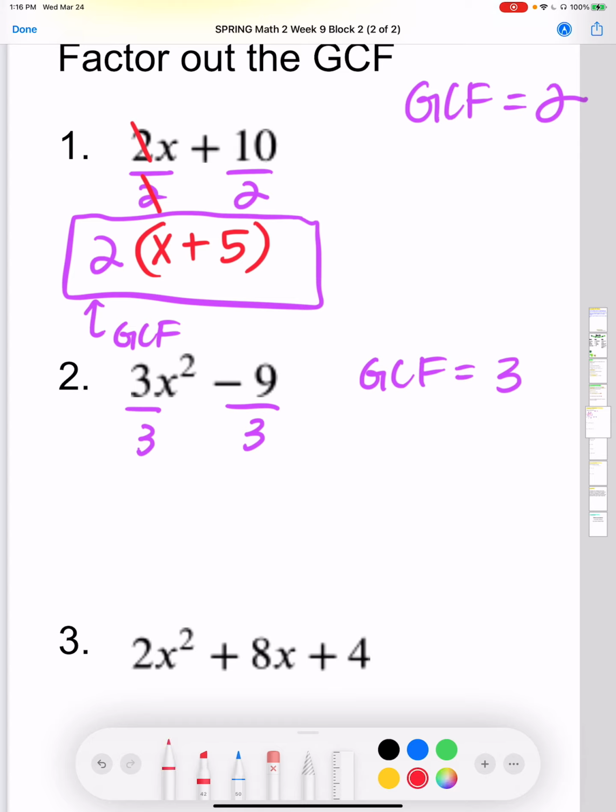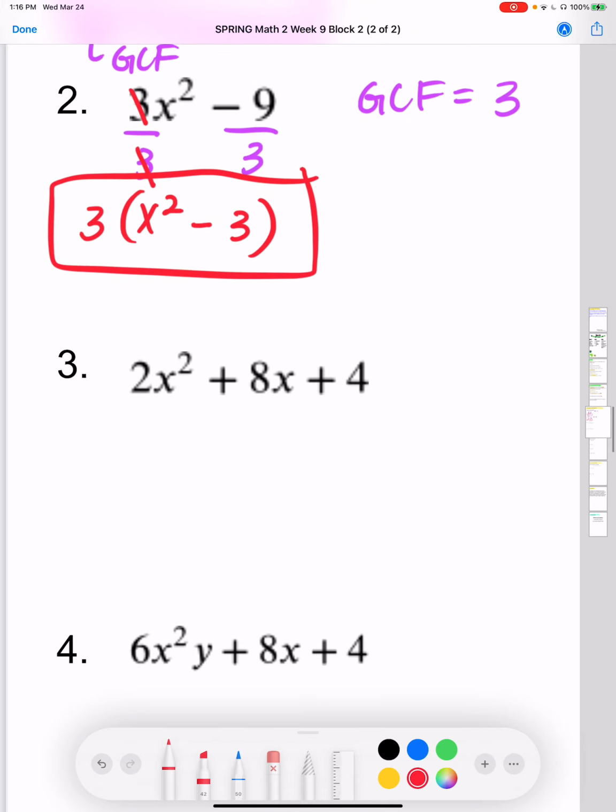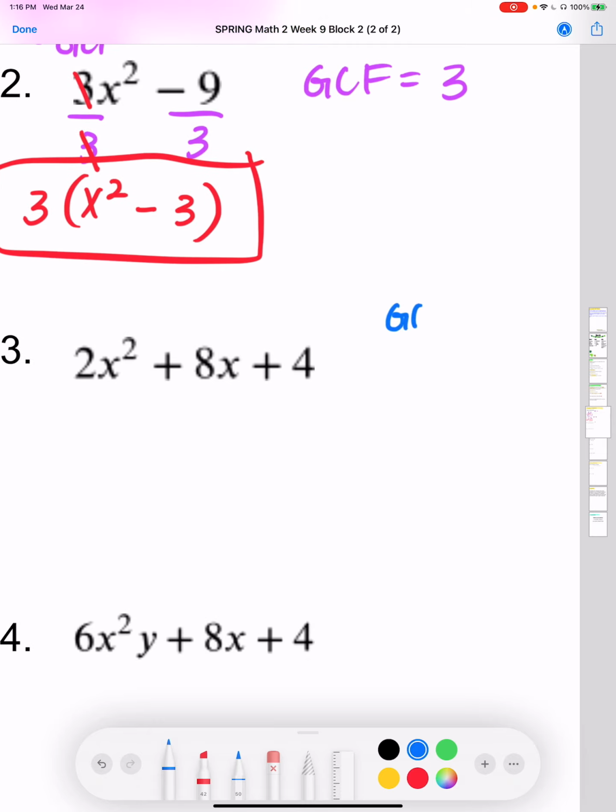So go ahead and divide. 3 divided by 3 is 1. Just write whatever you're left with. We're left with x squared for our first term. Bring down the minus. 9 divided by 3 is 3. Throw that in parentheses and put your GCF on the outside. So this answer is 3 times x squared minus 3. All right, let's go ahead and try the next example. For this one, go ahead and find your GCF.